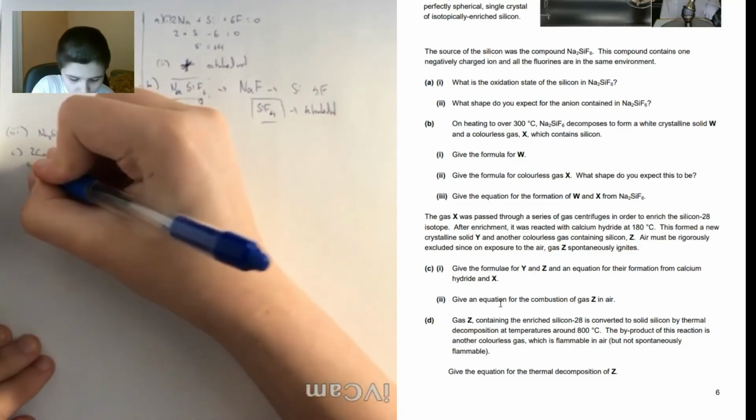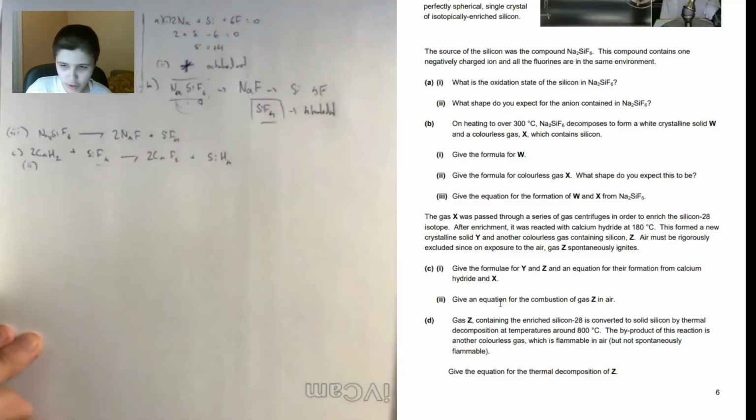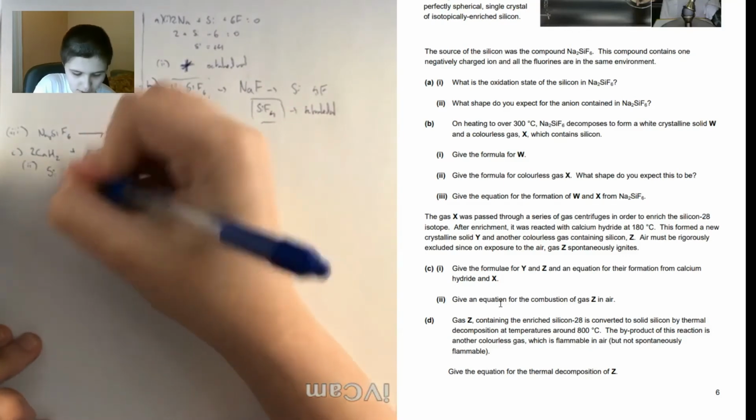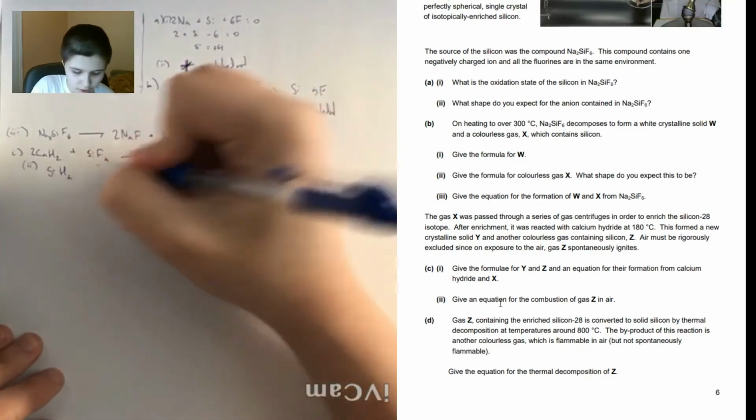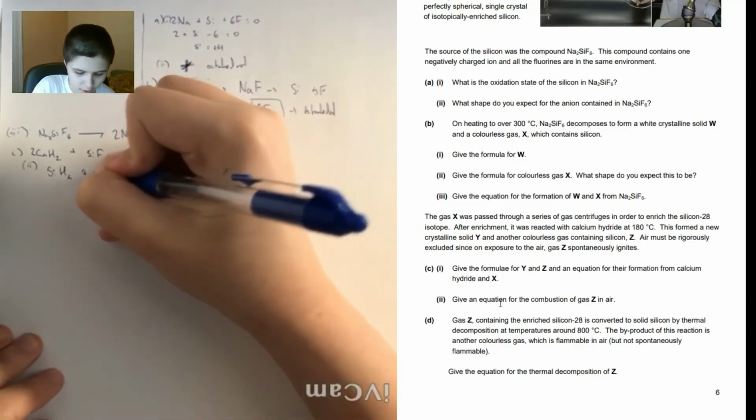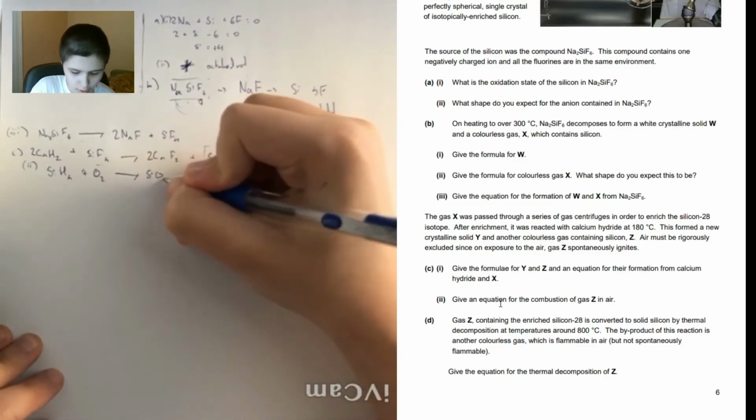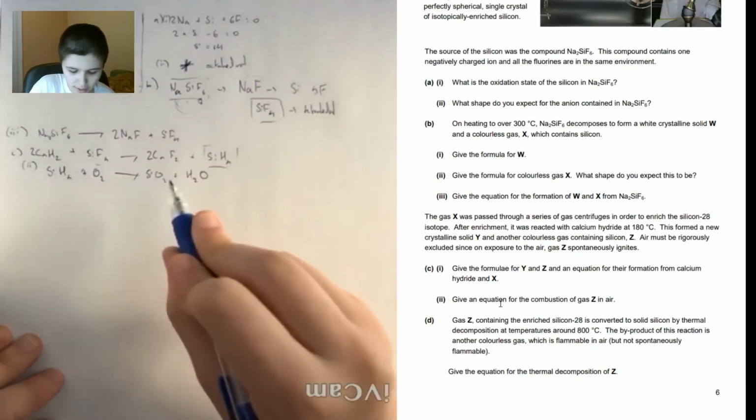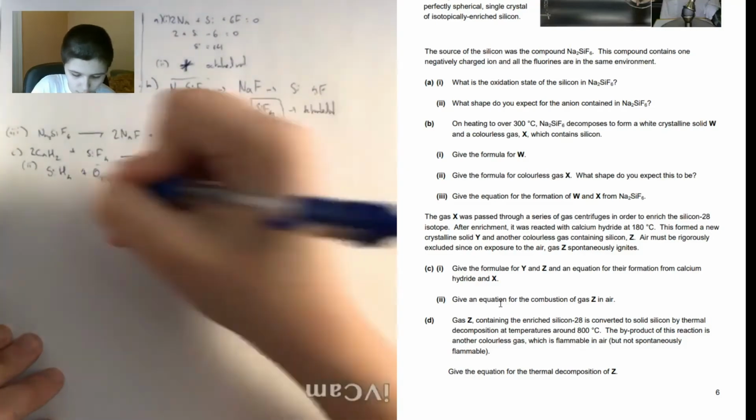Then for part 2, combustion of gas Z in air. This is gas Z, so SiH4. I'm going to treat the silicon just like a carbon, in which case this is like methane. Plus O2 gives SiO2 plus H2O, and balancing this gives 2H2O from 2O2.